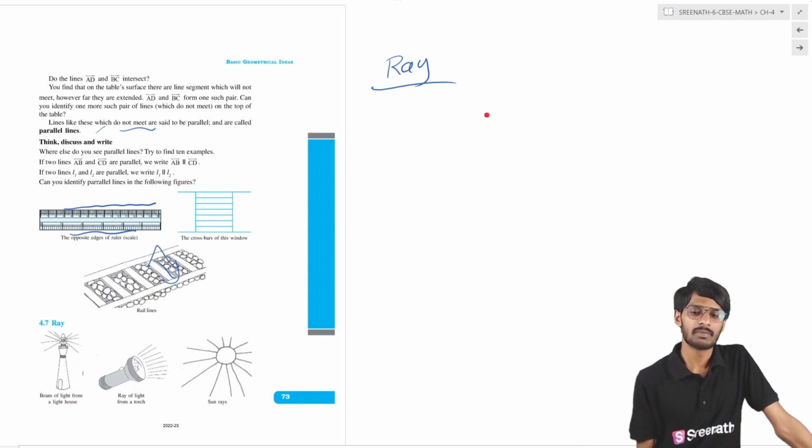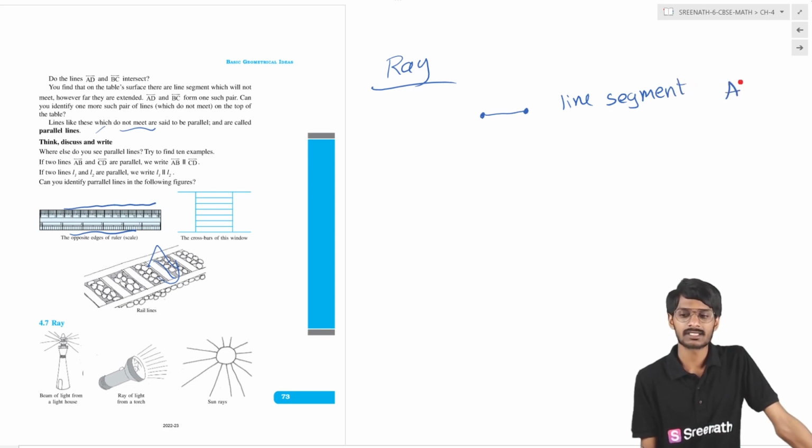Why? Because if it has two endpoints, then we call it a line segment, and it is represented as AB.